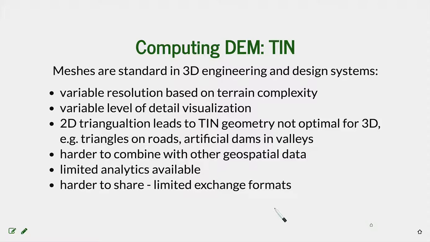But the two-dimensional triangulation, which is most often used for generating TINs, leads to geometry which is not optimal for three-dimensional representation. As you will see, some of the objects are not properly represented, such as roads, or it creates artificial dams in valleys. And then additional processing or additional data are needed to create a more representative digital elevation model.